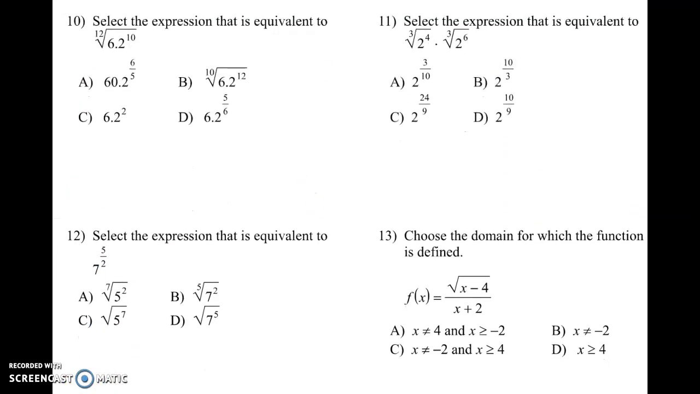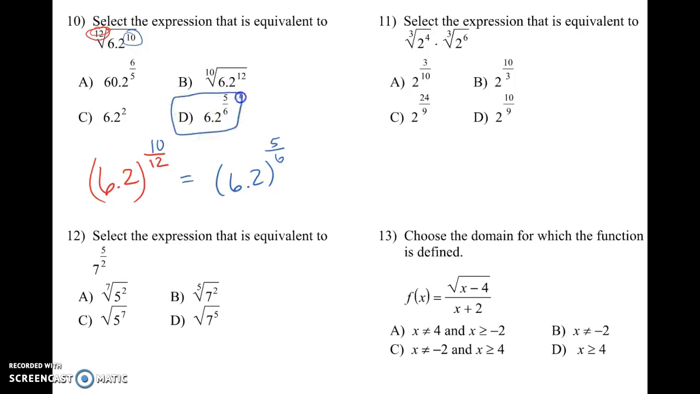Select the expression that is equivalent to the 12th root of 6.2 to the 10th power. If we rewrite this, the index becomes the denominator of my exponent, so 12 is on the bottom, and the power inside is what's on top. If I reduce this, 2 goes into both of those, so I get 5 over 6. Since there's only one term here, we can just write this as 6.2 to the power of 5/6.